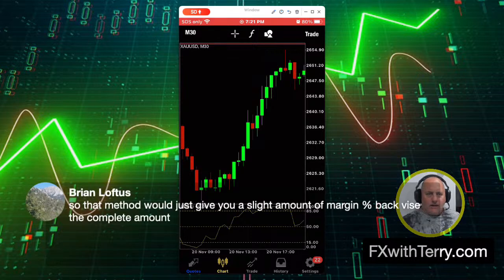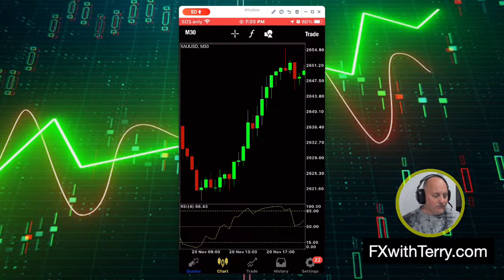So reading what Brian said here: that method would just give you a slight amount of margin percent back. Yeah, exactly. So I really like it. It's what I'm going to do from now on. When I need to hedge, I'll ease into it.